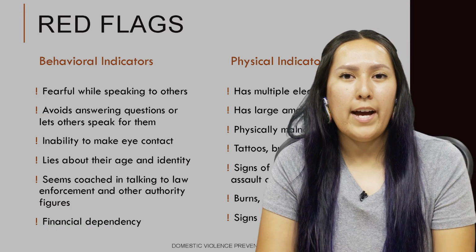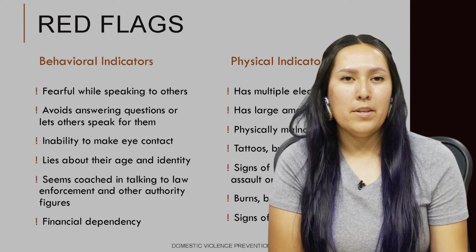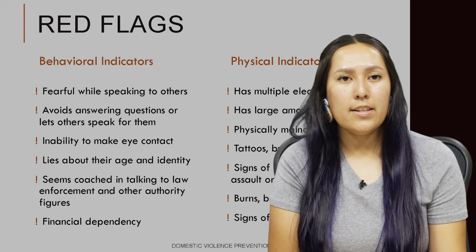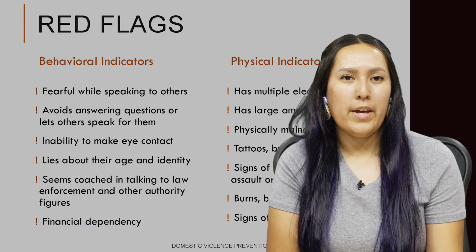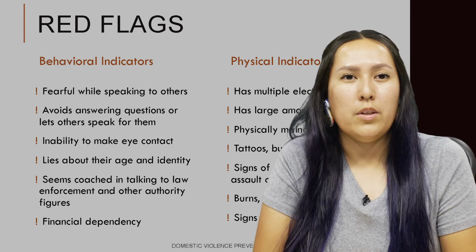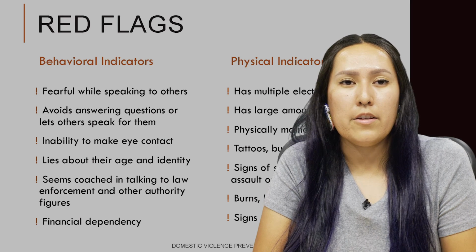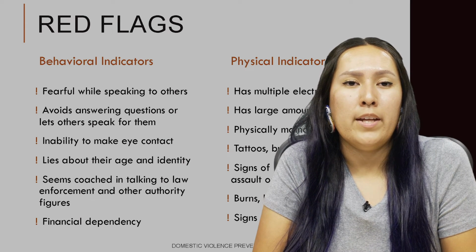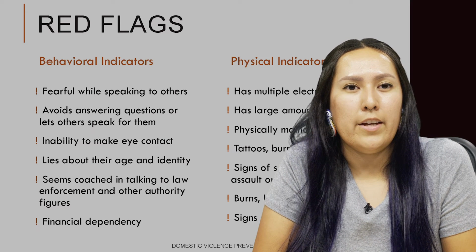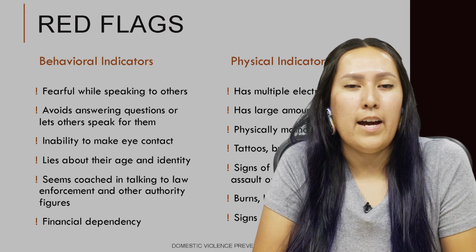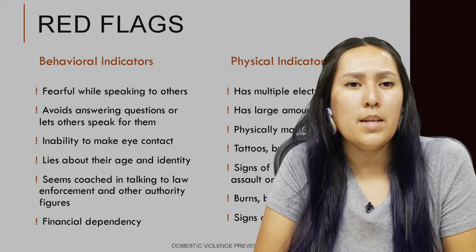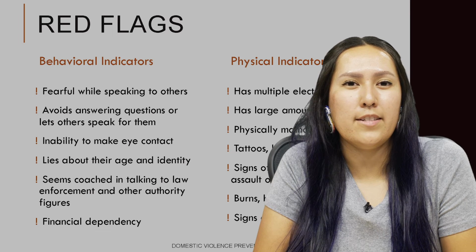So some red flags to look out for when trying to identify an individual who might be being trafficked. There are a few different behavioral indicators. The first one is the individual is fearful while speaking to others. They might be avoiding answering questions, or they let other people speak for them. They aren't really able to make eye contact with other people who are speaking to them. They might also lie about their age and their identity.